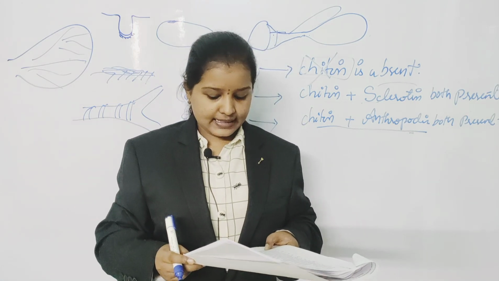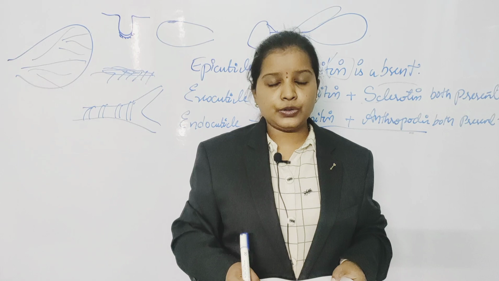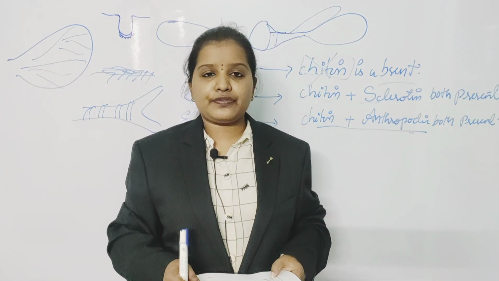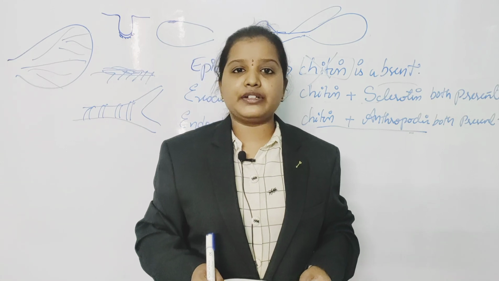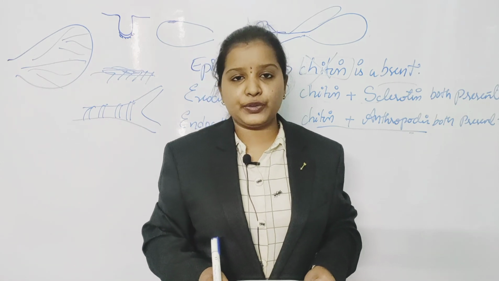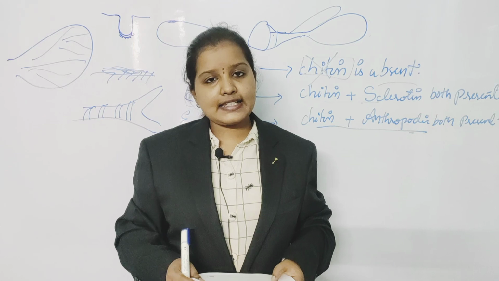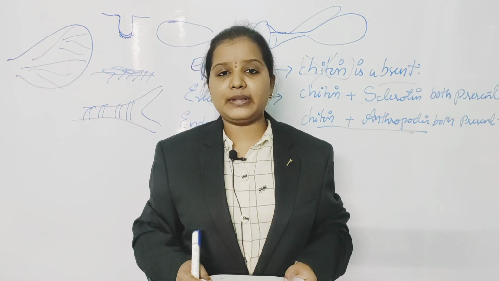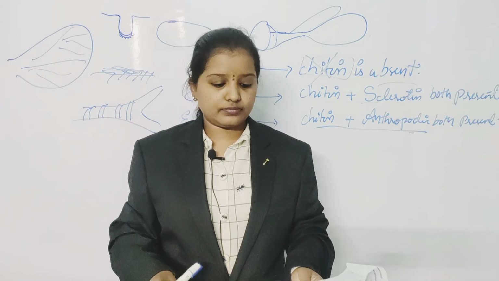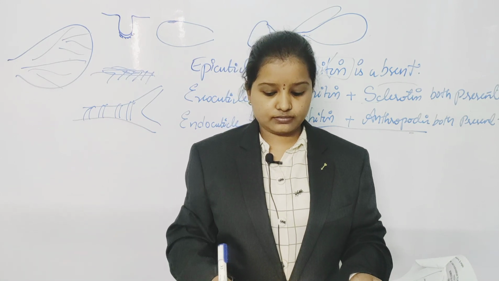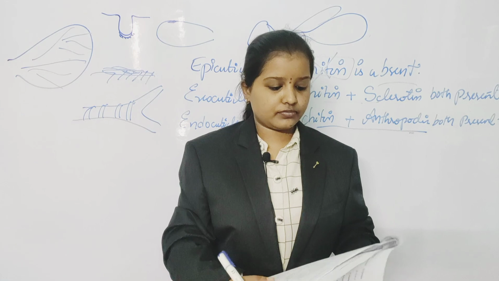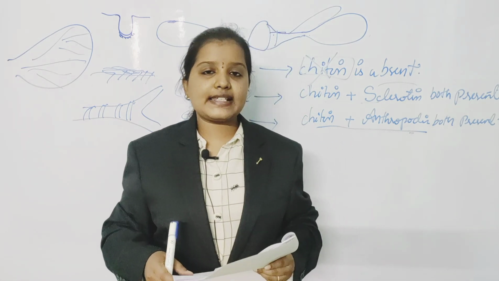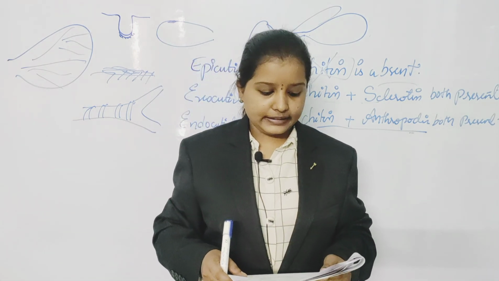Vasiform orifice is seen in which insects? I have told you, vasiform orifice is present in whiteflies at the end of the abdomen, which helps in the excretion of honeydew. This is seen in whiteflies belonging to the family Aleyrodidae. Juvenile hormone is secreted by corpora allata.